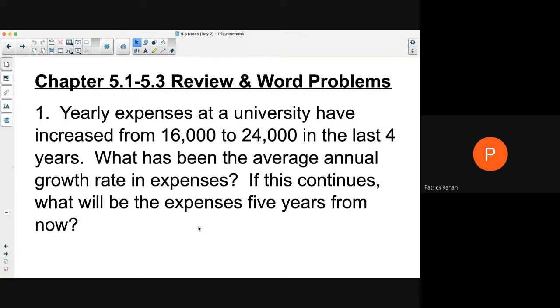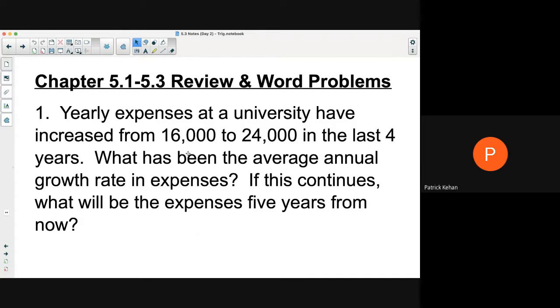So first question: your yearly expenses at a university have increased from 16,000 to 24,000 in the last 4 years. What's the annual growth rate in expenses? And then if this continues, what will be the expenses 5 years from now? So two parts to the question.